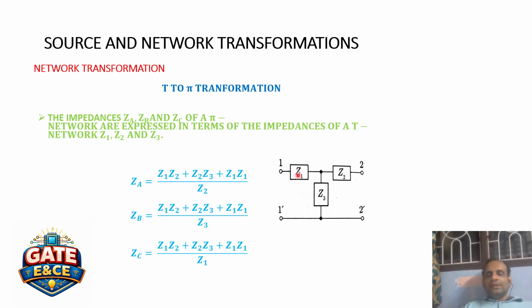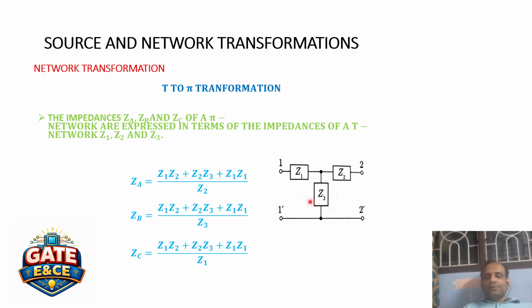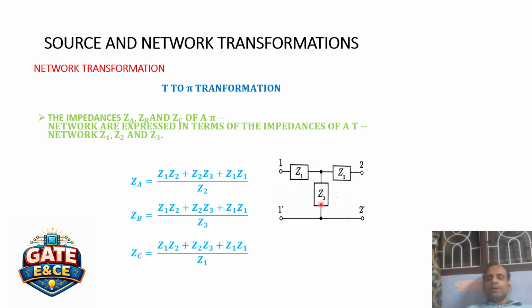If Z1, Z2 and Z3 are the three impedances connected in T form, then what is the pi transformation of this T network? How do you convert the T network into a pi network? So pi network impedance ZA is given by the product of Z1, Z2, plus product of Z2, Z3, plus product of Z1, Z3, divided by Z2.